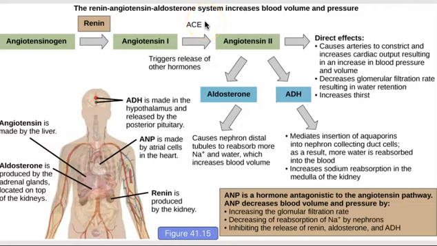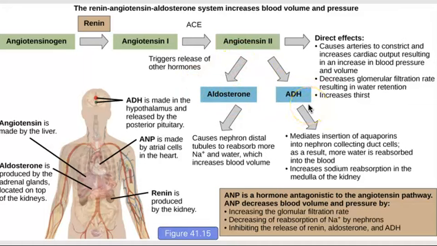The last thing I'm going to mention on this figure is ANP, which stands for atrial natriuretic peptide. This is made by the atrial cells within our heart and is antagonist to this angiotensin pathway. That's because it is going to decrease blood volume and pressure by increasing our glomerular filtration rate, meaning we have more blood flow into the glomerulus to be filtered, and decreasing our reabsorption of sodium by our nephrons, and inhibiting release of renin, aldosterone, and ADH.